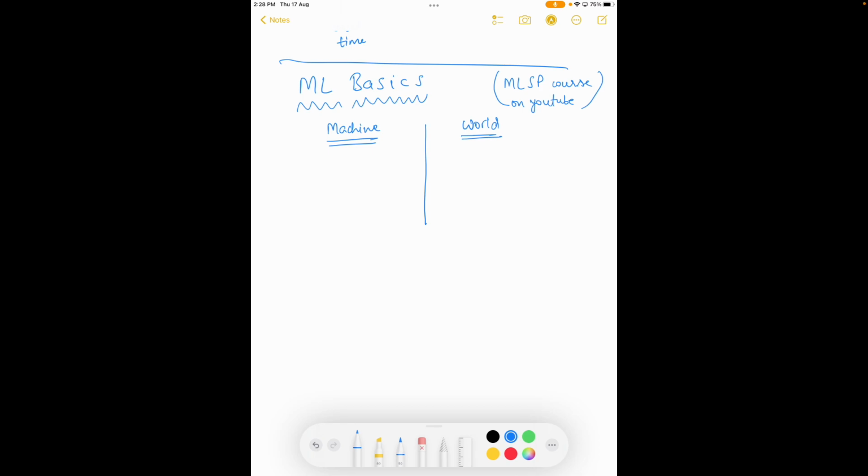I'll give an example here. Let's say a very simple task is, if I show you a flower and I ask you which flower is this, you can tell it's a rose or a lotus or a jasmine. Now, can a machine also tell this? So here the world has two things, X and Y. X is, let's say, a data point, maybe the height of the flower, diameter of the flower, etc. Y is the label of the flower. Let's say I say, this is my flower, it's a rose.